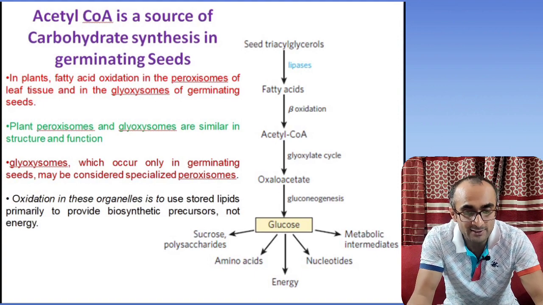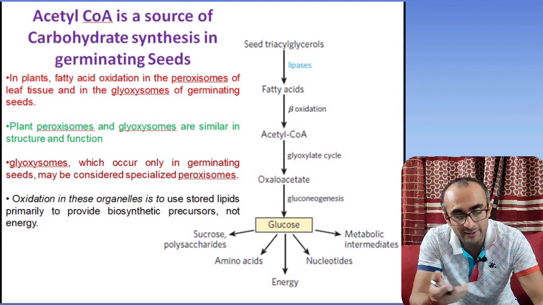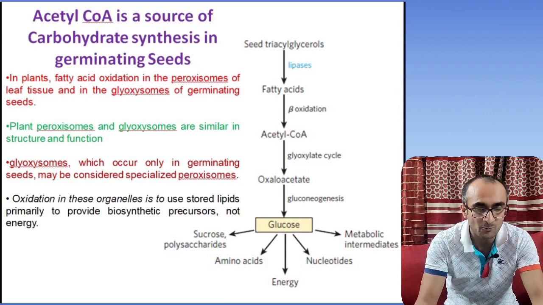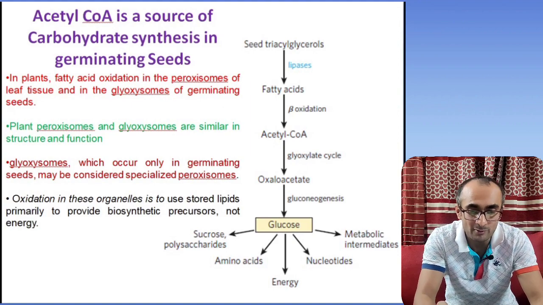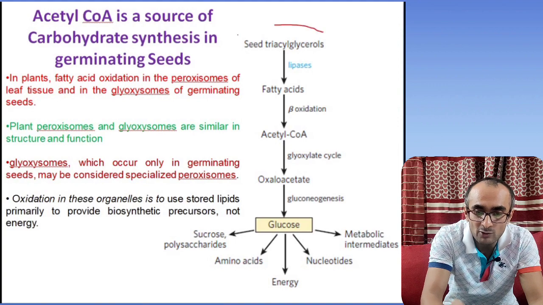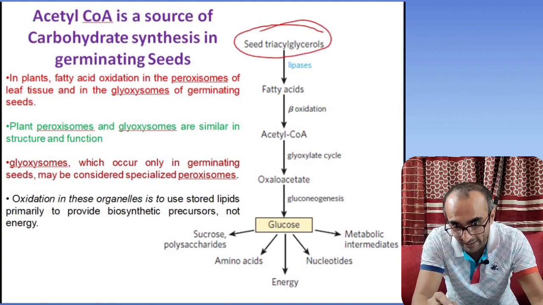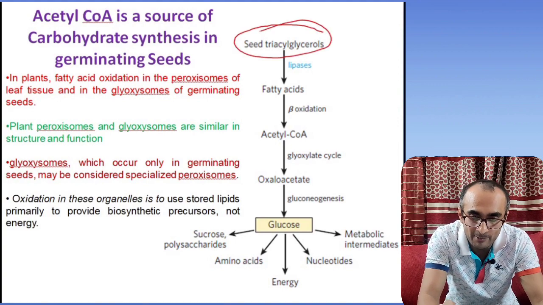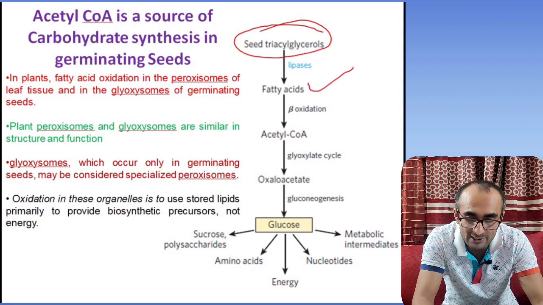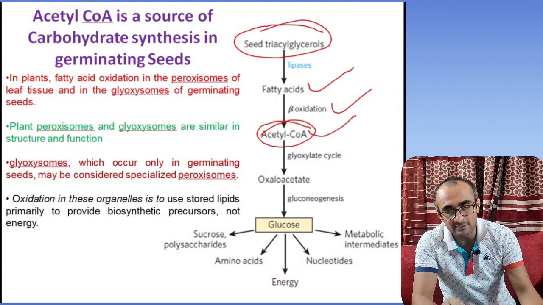Seeds have glyoxysomes, and when they germinate and become a plant, in that case peroxisomes do the beta oxidation of fats. So glyoxysome occurs only in germinating seeds. In a germinating seed, you have triacylglycerol, which is stored fat. Lipases act on them and convert them into fatty acids. The fatty acids will be oxidized, acetyl coenzyme A will be formed, and this acetyl coenzyme A enters the glyoxylate cycle.